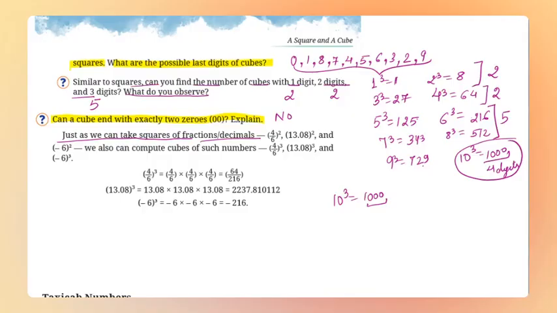So what will (4/6) cube mean? You have to multiply 4/6 three times. Once you do that, you will get 64 over 216. Then 13.08 cube: you are multiplying 13.08 three times. Similarly, for the cube of -6, you are multiplying -6 three times. So you get negative 216.